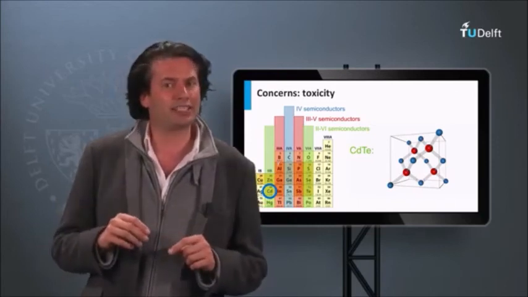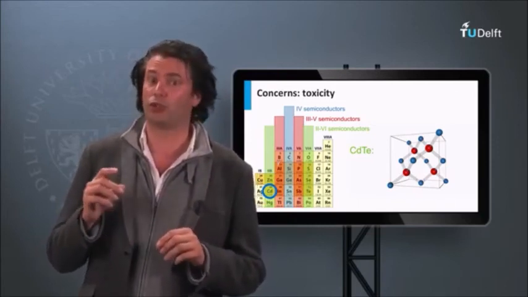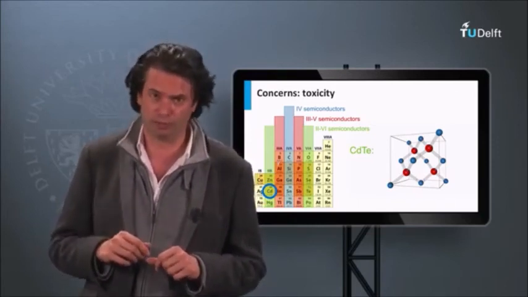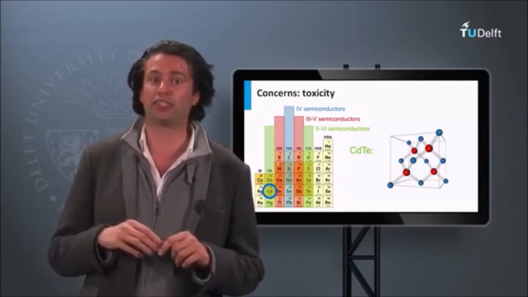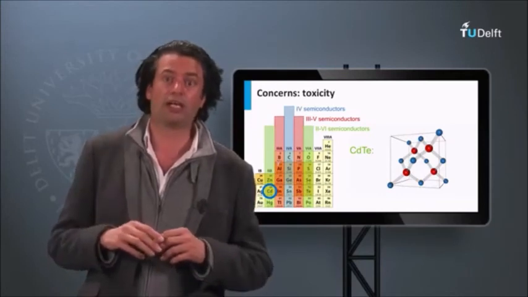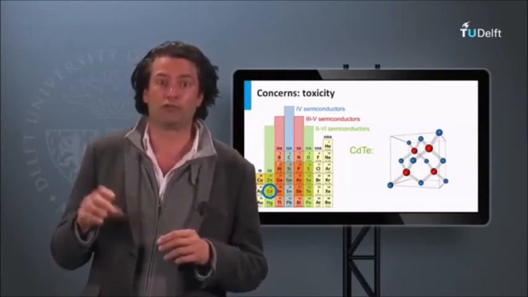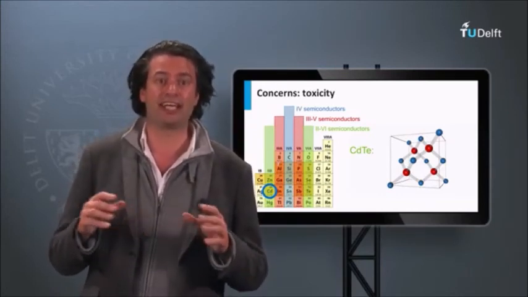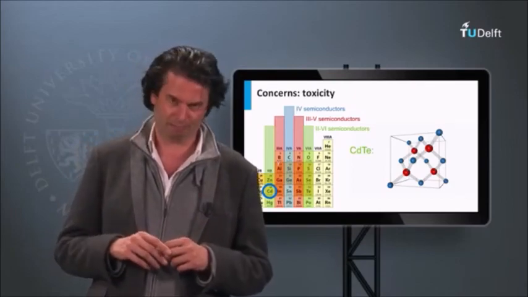Nevertheless, recycling schemes have been set up for installed cadmium telluride solar modules. For instance, First Solar has a recycling scheme in which a deposit of $5 per watt peak is included, which covers the cost for the recycling at the end of the module's lifetime.